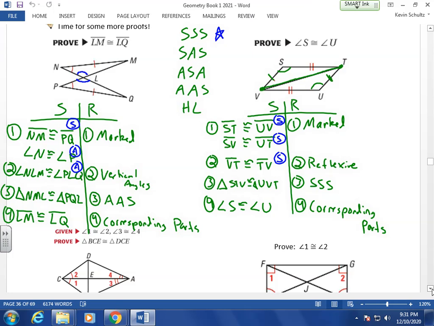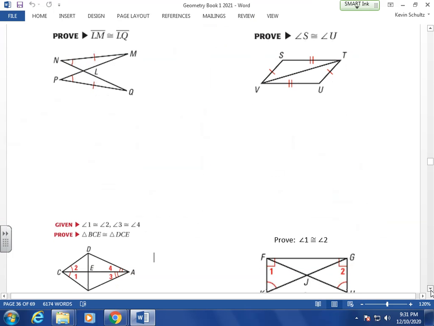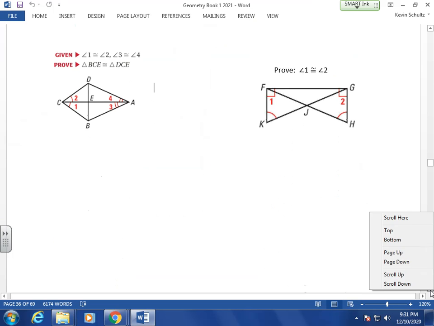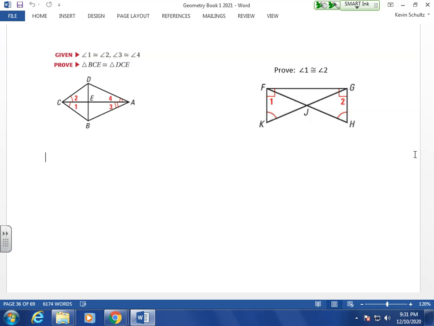All right, going on to the bottom two here. Okay. Here I do have a given statement. I'm given that angle 1 is congruent to angle 2, angle 3 is congruent to angle 4, and I'm proving that triangle BCE is congruent to triangle DCE. So first, let's just identify what these pieces are. Where is triangle BCE? BCE is this triangle here in green, and DCE is this triangle here in blue.